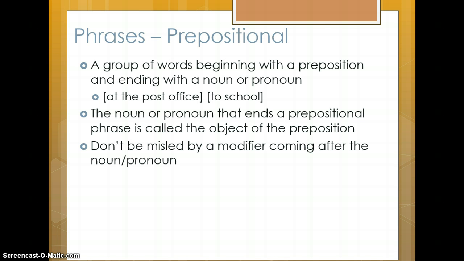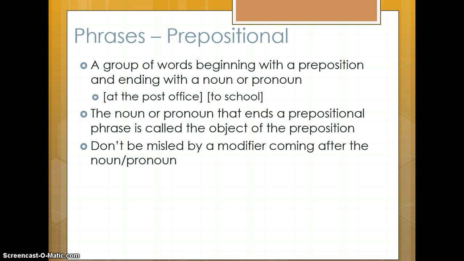All right, first up, first type of phrase. This is the one we've already been introduced to twice now. Prepositional phrases. They start with a preposition, they end with a noun or pronoun. The noun or pronoun that ends it is called the object of the preposition. The only tricky thing about prepositional phrases is there might be a modifier that comes in between the preposition and the object of it.